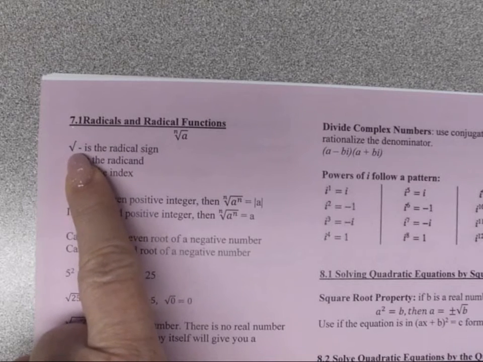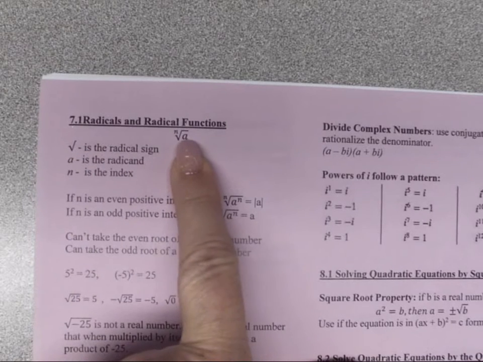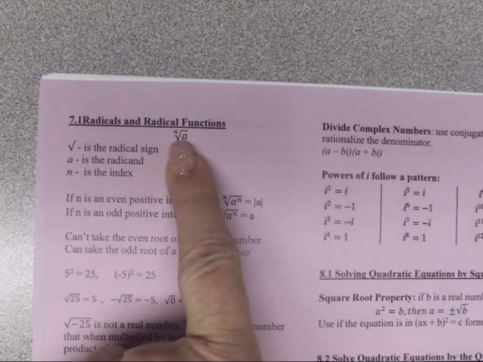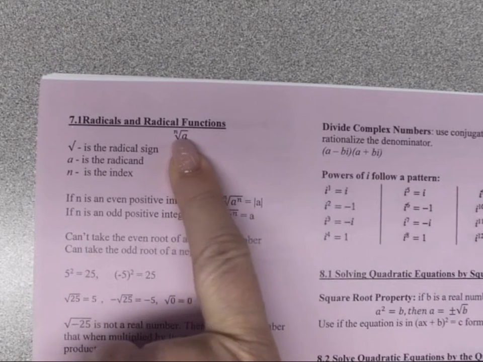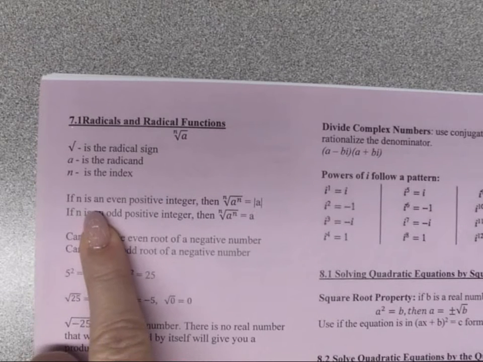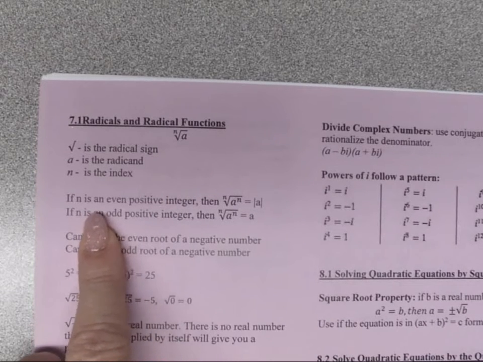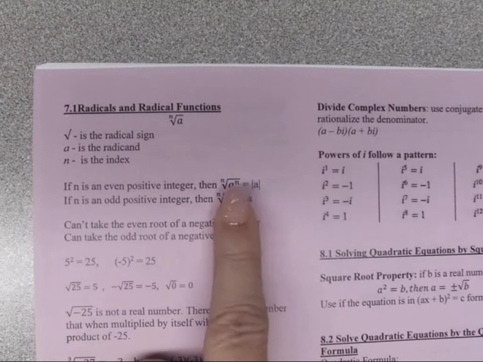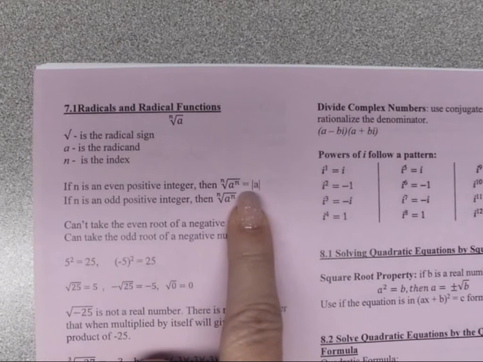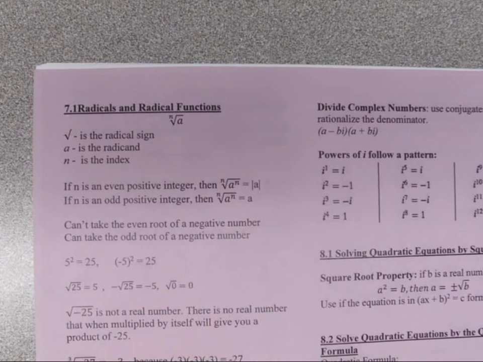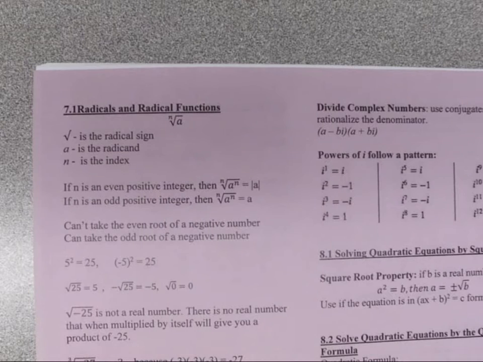your radical sign, the A is our radicand, and the N is the index, which tells us if we have a square root, a cubed root, a fourth root, a fifth root. We need to know that if n is an even positive integer, then in the homework it's going to tell you that it's the absolute value of a. If it's an odd, then it'll just be whatever a is, because you can't take the square root of a negative number, which is what we're going to talk about next.